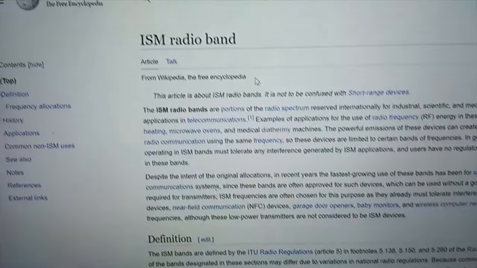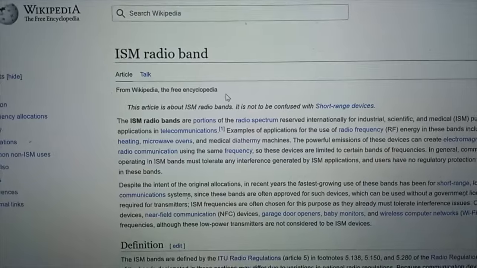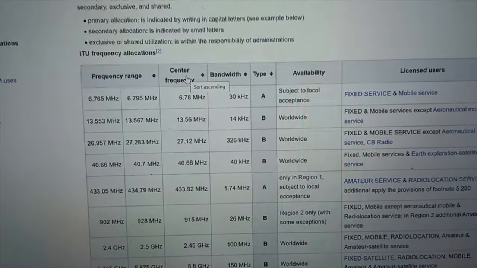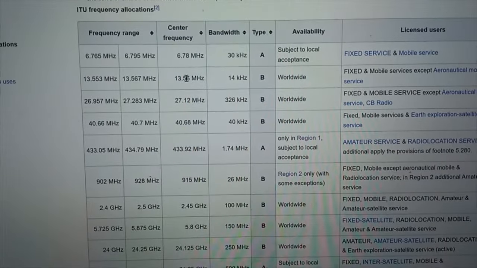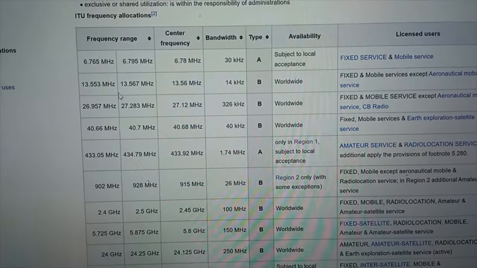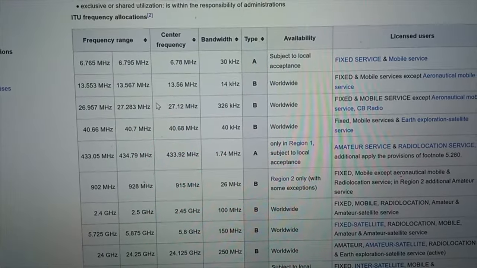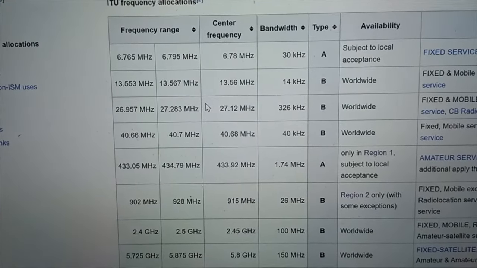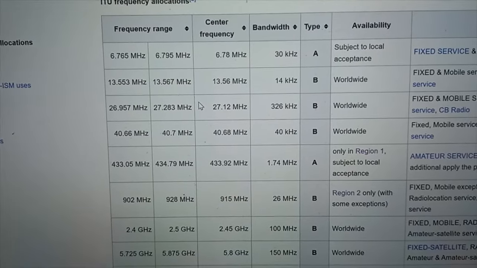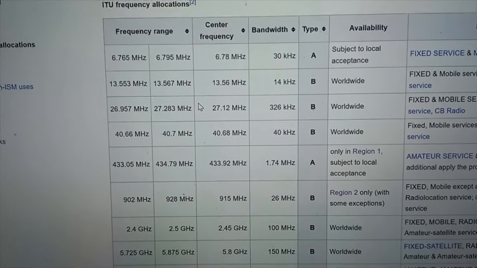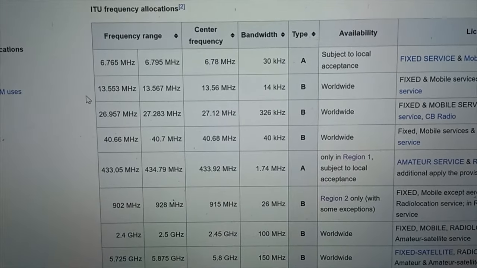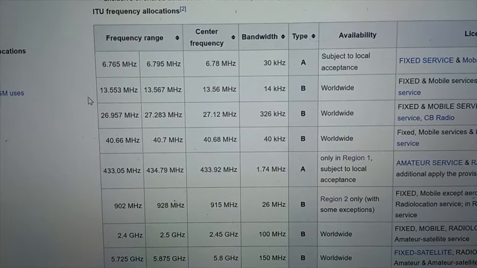Well, that's because it's part of the ISM radio band. Now, what is the ISM radio band? Well, years ago, the FCC set aside pieces of radio spectrum. And as you can see, there's a bunch of different ones here. These are radio frequencies that are allowed to be used at a certain amount of power without a license. Anybody can use these frequencies for their products, the end user does not need a license.